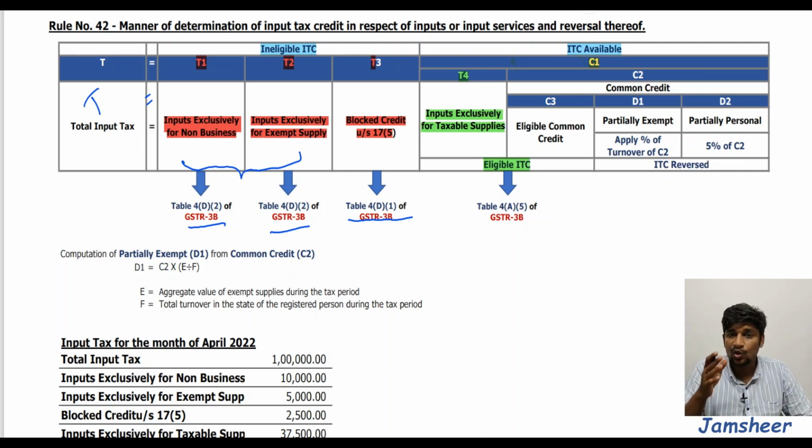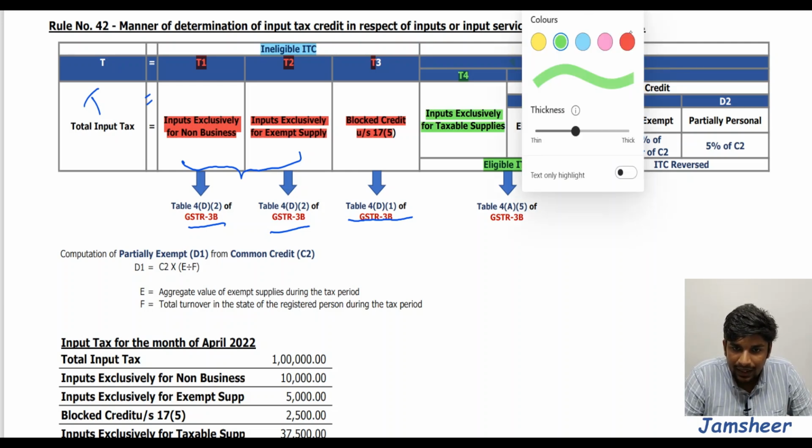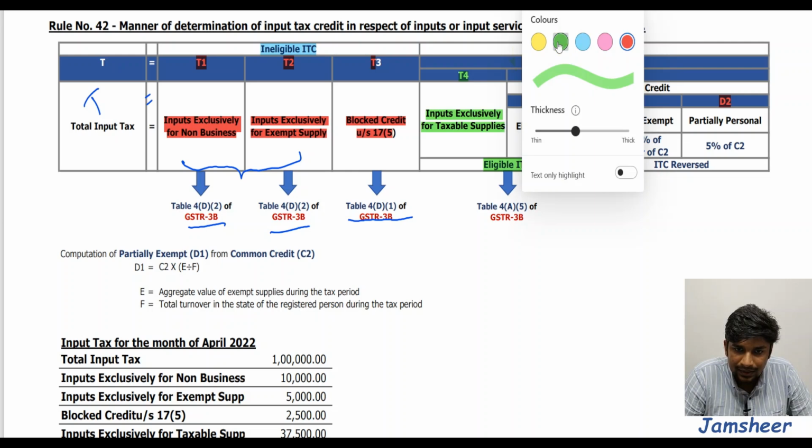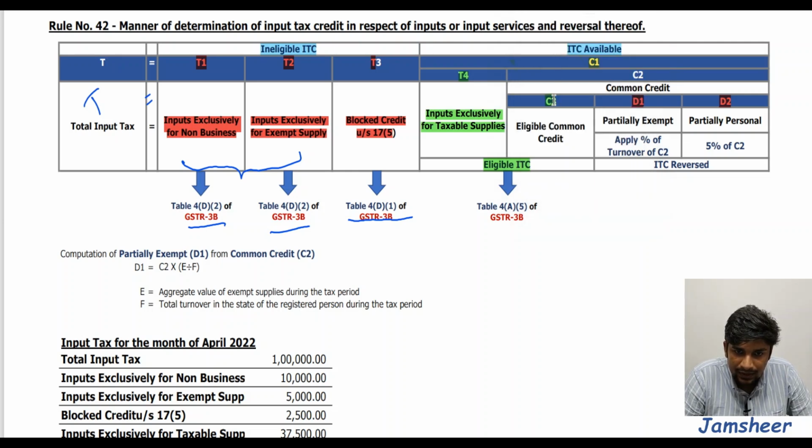The remaining part is common credit, C2. Under common credit, what is reduced or reversed is D1 and D2. These two can be reduced, and the remaining part, C3, can be taken as input tax credit. This is eligible common credit, which will be considered under GSTR 3B table 4A5.